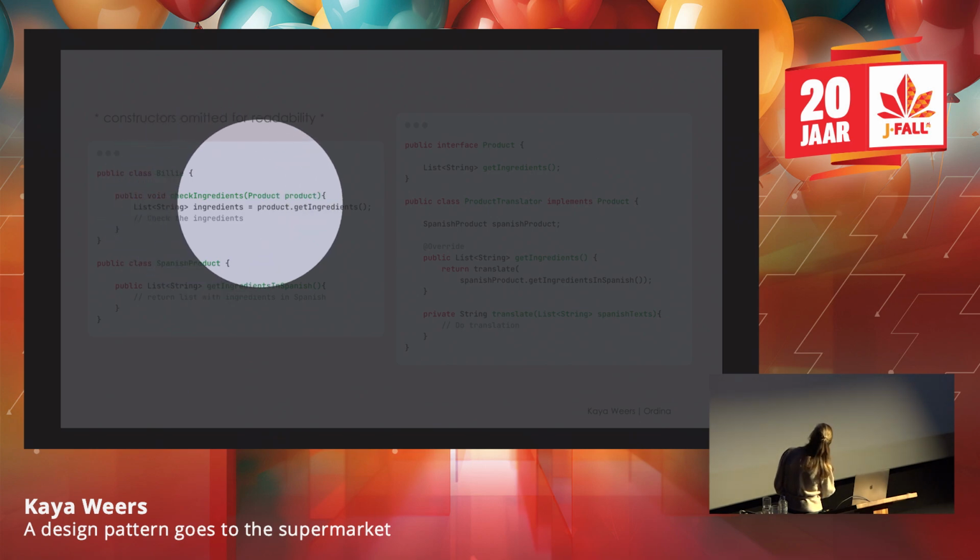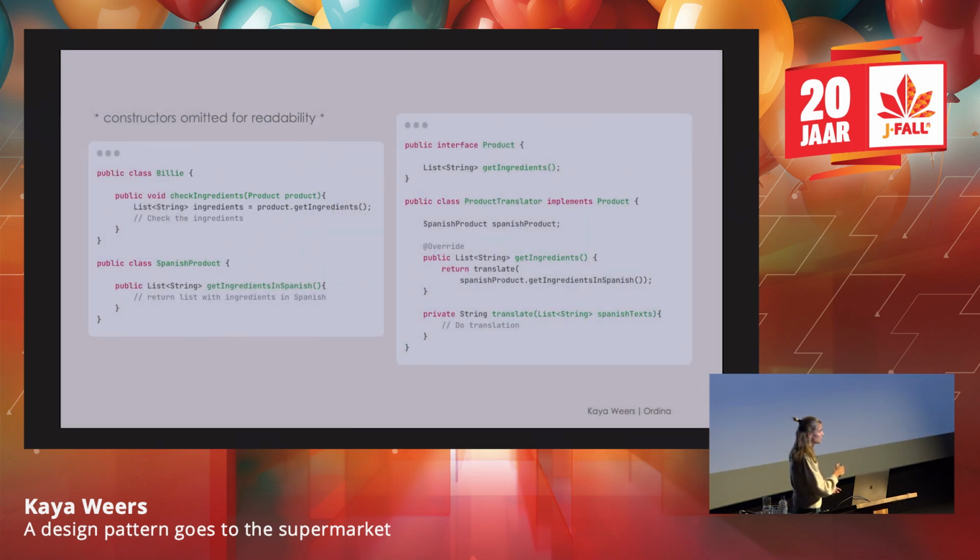And then Billie, she can just say product get ingredients. So in this example, Billie, of course, knew that she was using her phone. She knew she was using an adapter to translate the Spanish text into English. But it doesn't have to be that way.